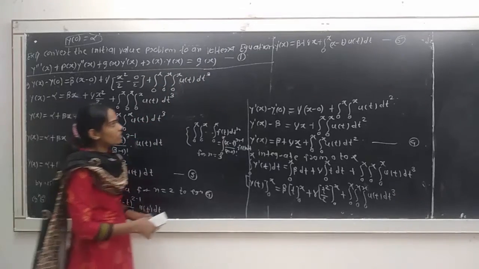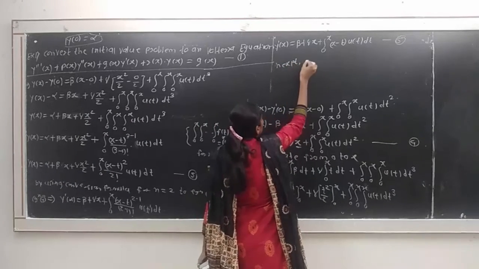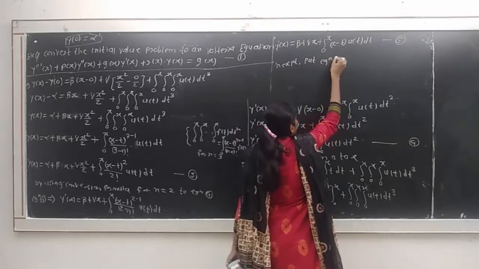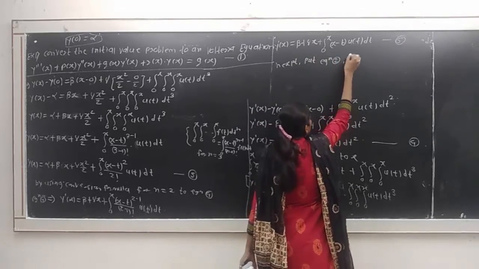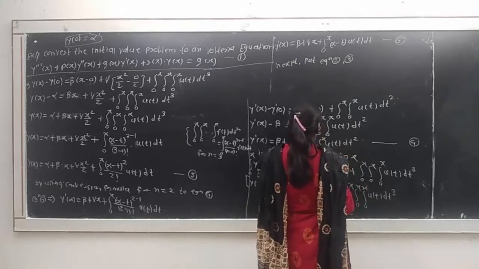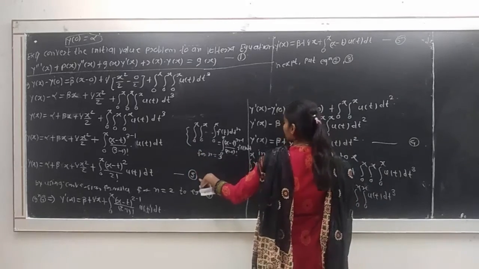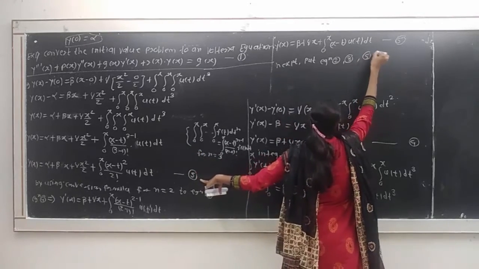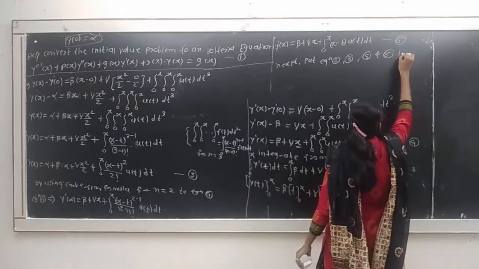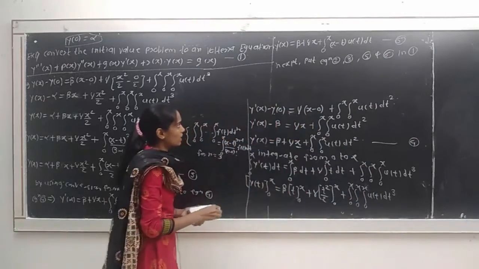Therefore, next we put equation number 2, 3, then the next equations are equation number 5 and 6 in 1, and we get the Volterra equation.